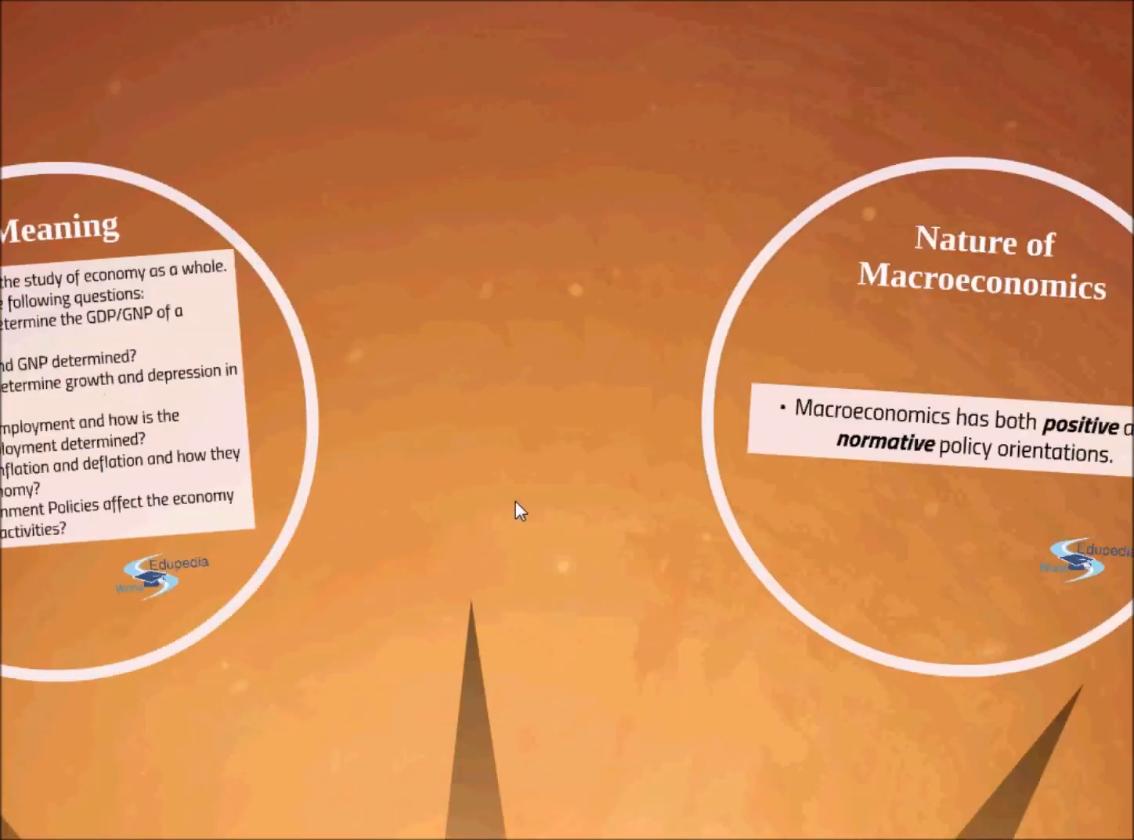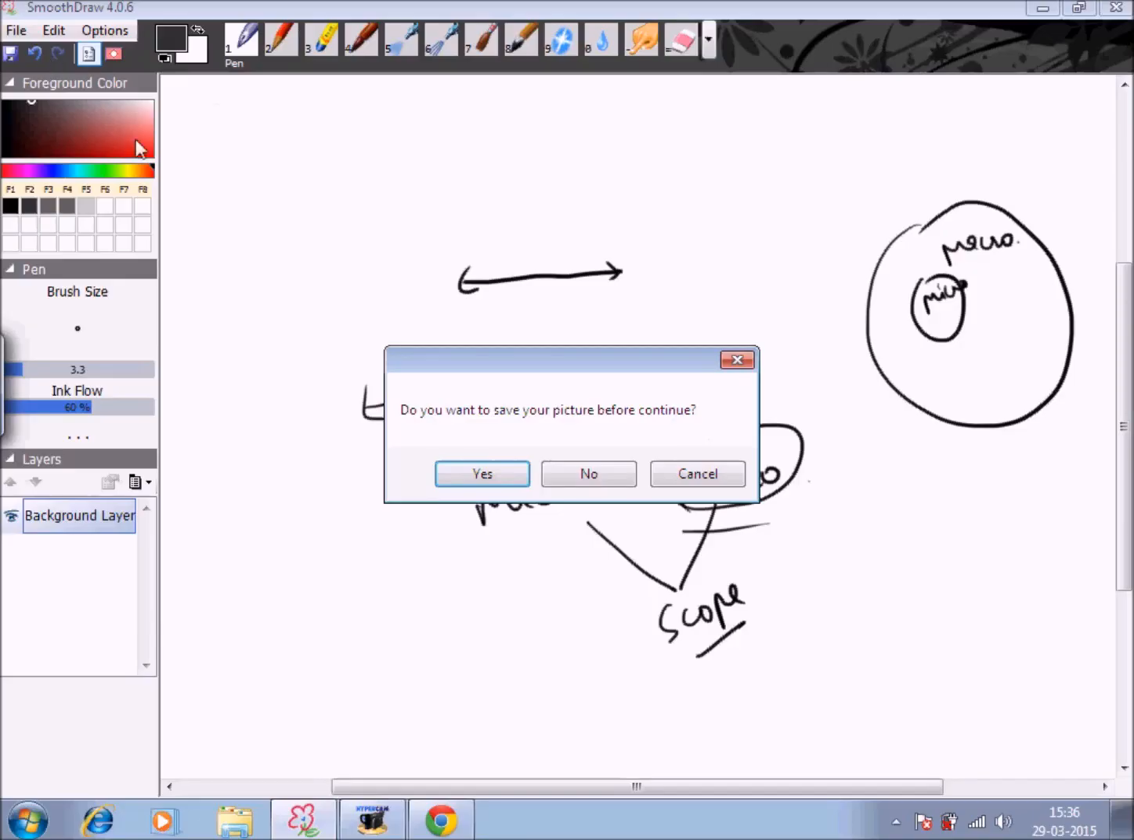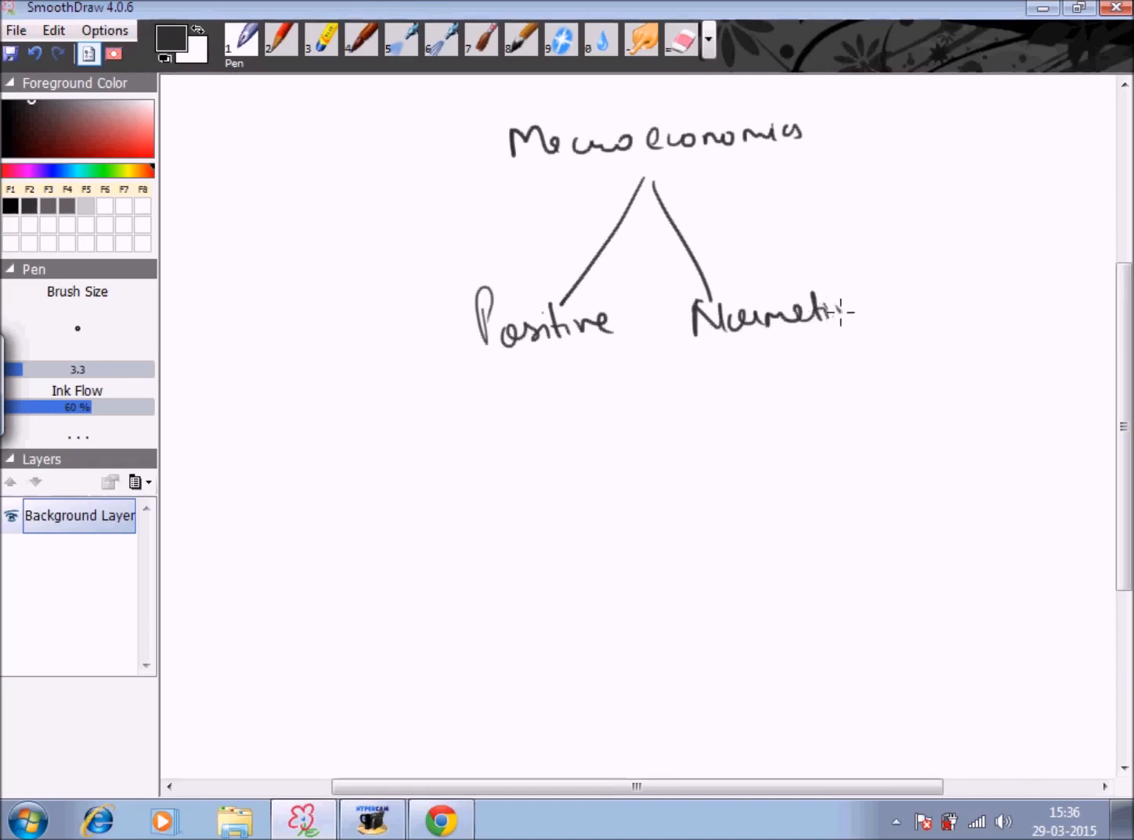Now coming to the nature of macroeconomics, we say that macroeconomics has both positive and normative policy orientations. Now what does this mean? See, when we talk about macroeconomics, it is of a nature that it is a positive science as well as a normative science.